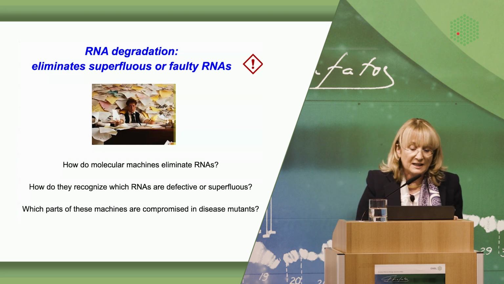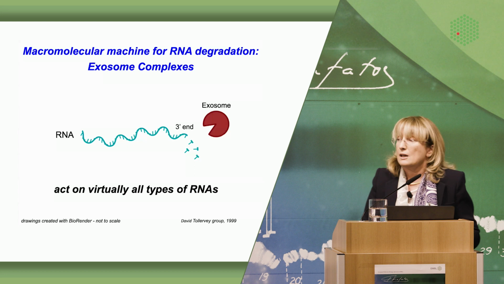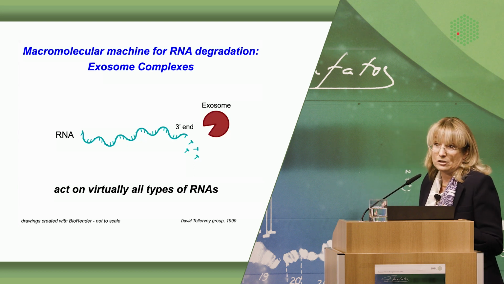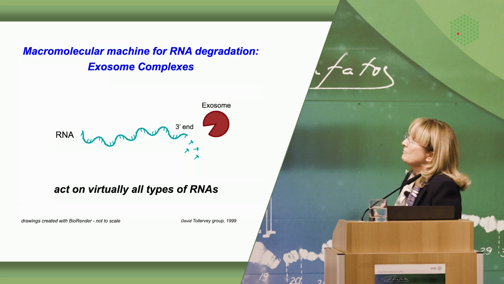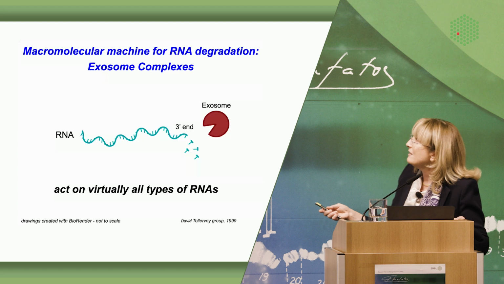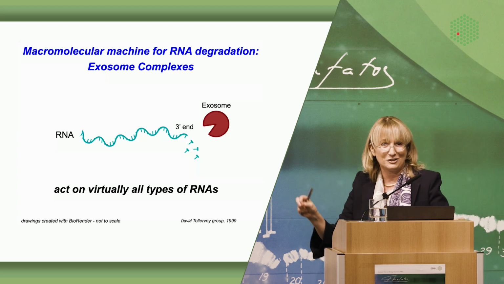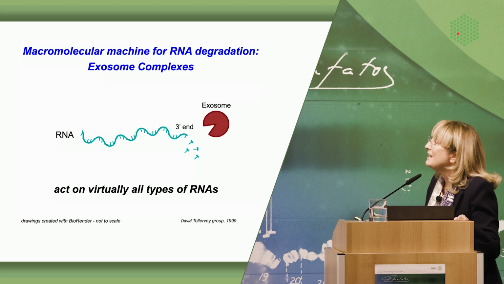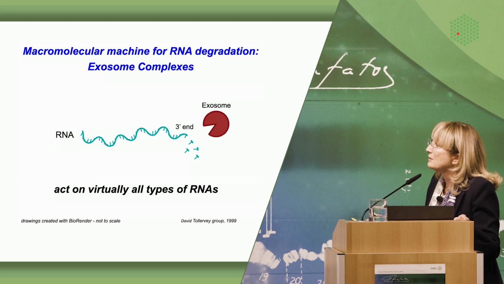Now, there are several machines that are involved in RNA degradation. And one that we have been working on for many years, as you will see in the next slide, is a machine called the exosome. Actually, there are several sorts of exosome complexes. They are usually depicted here as this kind of Pac-Man molecule ready to attack the 3' end of the RNA. They recognize the 3' end of the RNA, and they degrade it, one nucleotide at a time.